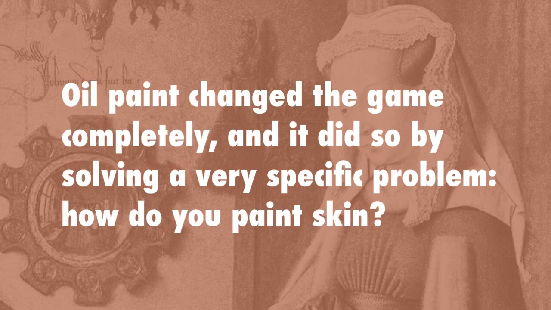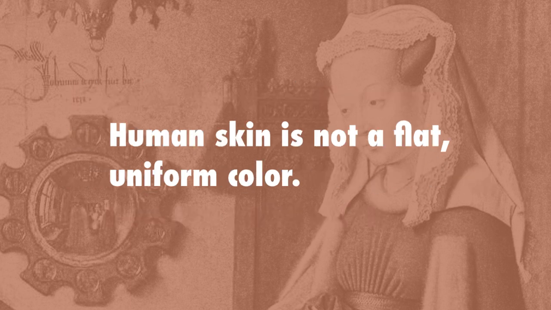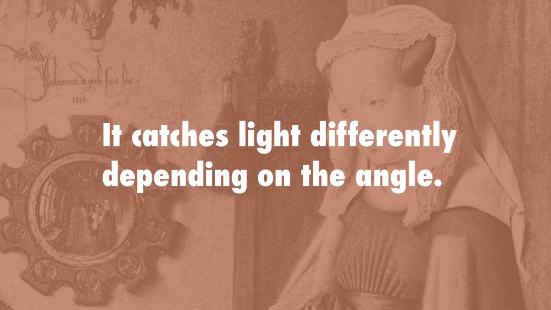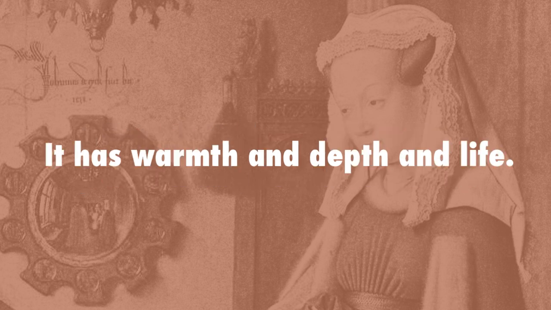Oil paint changed the game completely, and it did so by solving a very specific problem. How do you paint skin? Human skin is not a flat, uniform color. It is translucent in some places and opaque in others. It catches light differently depending on the angle. It has warmth and depth and life.